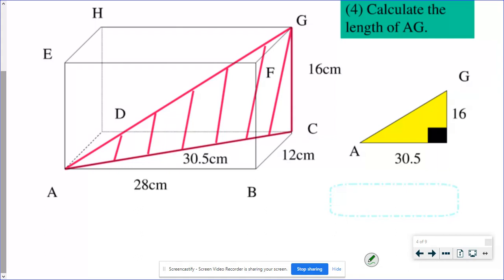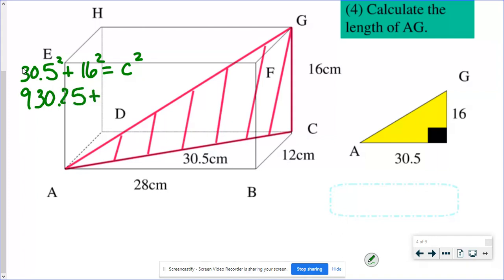Where can I show this work without writing over everything? 30.5 squared plus 16 squared is going to give me the diagonal that I actually want. So 30.5 squared is 930.25. You can see we've got a little bit of an error because it was 928 on the last slide. 16 squared is going to be 256.